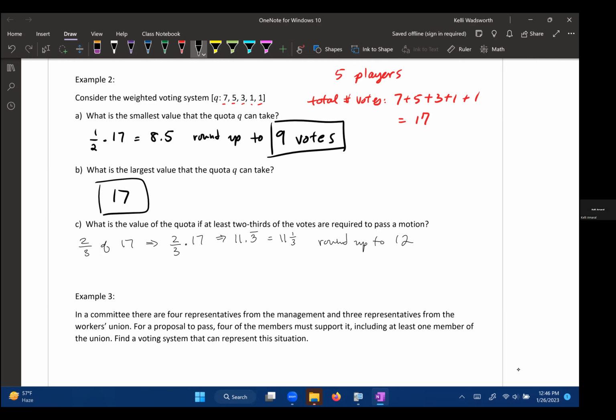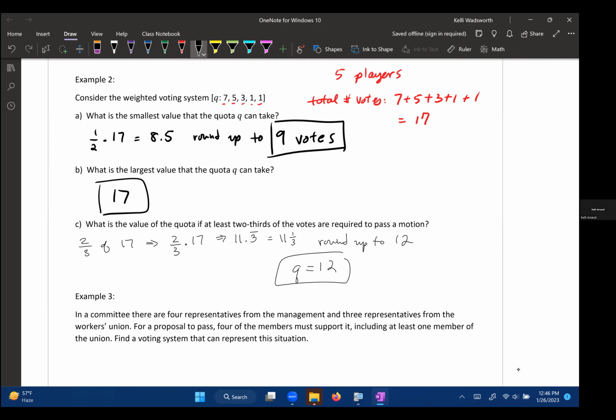So you can't use 11 because 11 doesn't actually meet the quota. 11 is not 2/3 of 17. Now, while 12 is a little bit more than that, it is at least that, right? And this is happening because we can't use fractions, right? So 12 is the smallest number we can have that will give us at least 2/3 of the vote. So the quota would have to be 12 in order for at least 2/3 of the votes to be required.